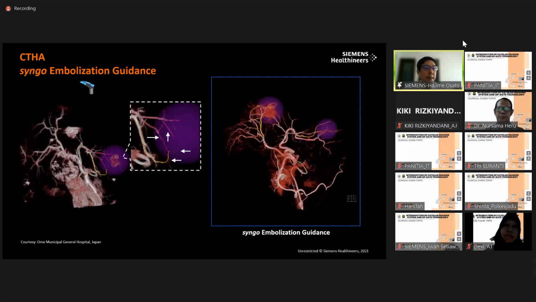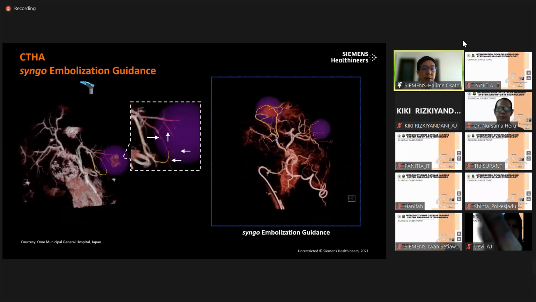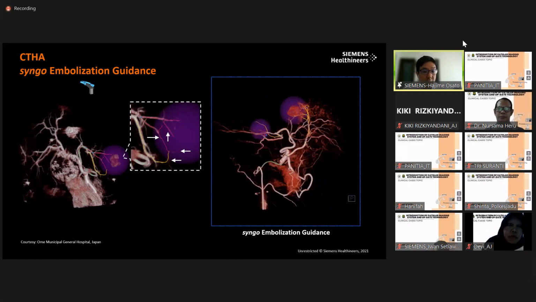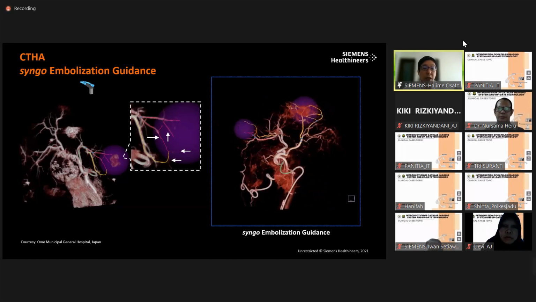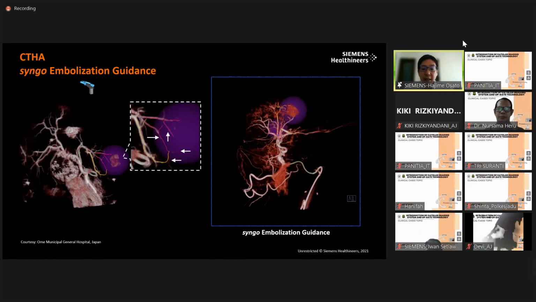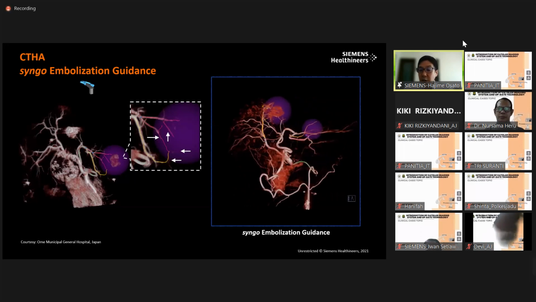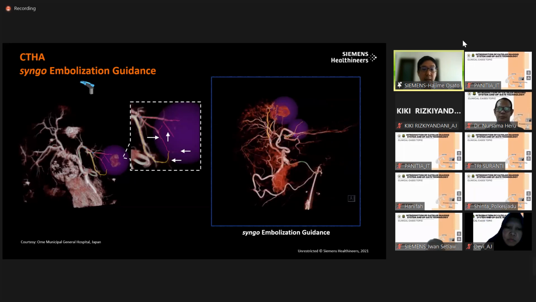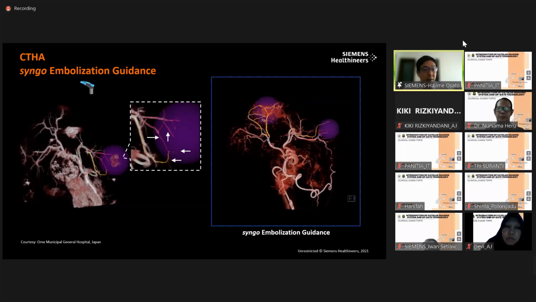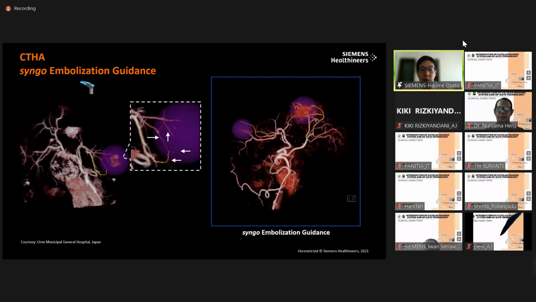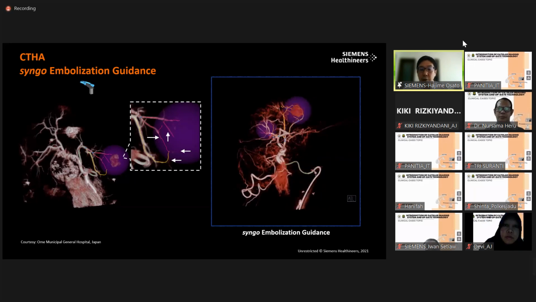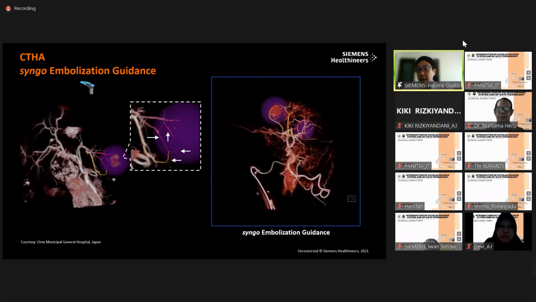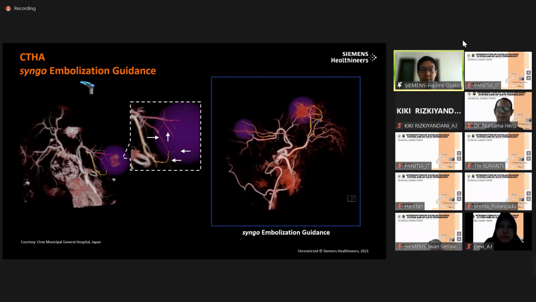And I want to introduce a support application, single embolization guidance. This application detects the feeding artery automatically and defines the bifurcation point. The vessels are colored with different colors, so the doctor can find the route to the tumor, and it guides the catheter progression way.